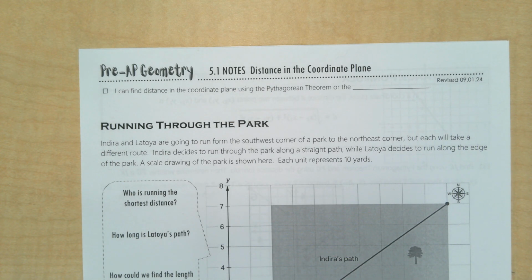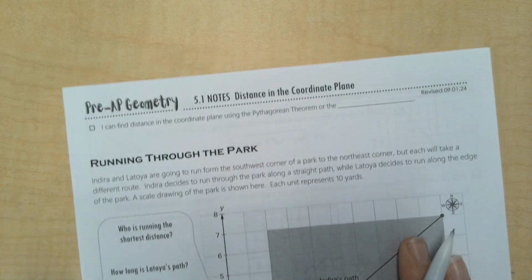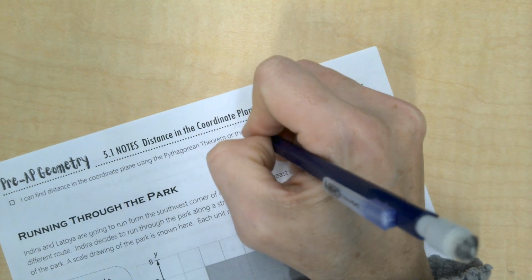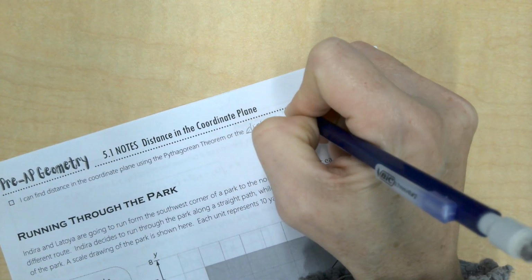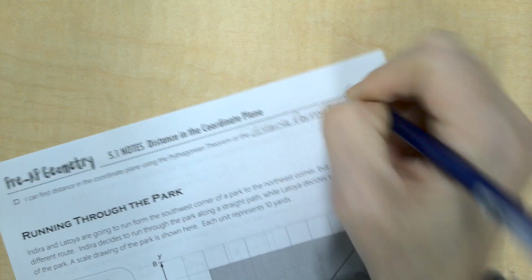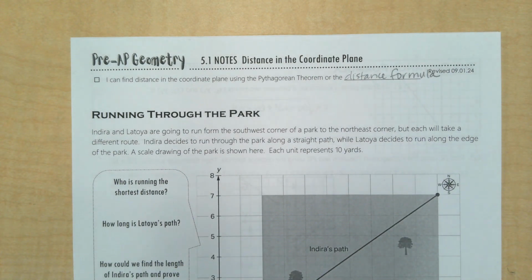Your learning target today, thank you so much, is that you can find distance in a coordinate plane using the Pythagorean theorem, what we just talked about and put on the back of our paper, or what we call the distance formula. So that blank is distance formula. The distance formula.